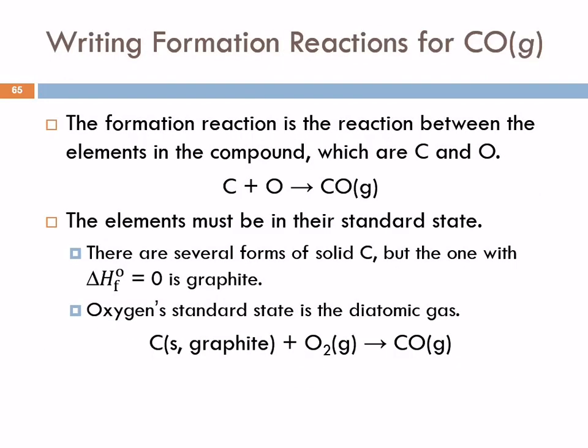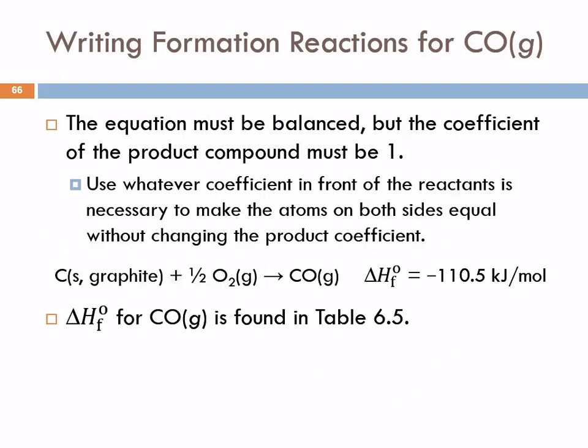So that means that we have to have O2. Is this a balanced chemical equation? No, it isn't. Because we've got one carbon and one carbon, that's fine, but we have two oxygens here and one oxygen there. Normally, when we balance equations, we would put a 2 here and a 2 there and call it good. But we have to end up with one mole of product. So then we end up with half a mole of oxygen because we're forming one carbon dioxide.